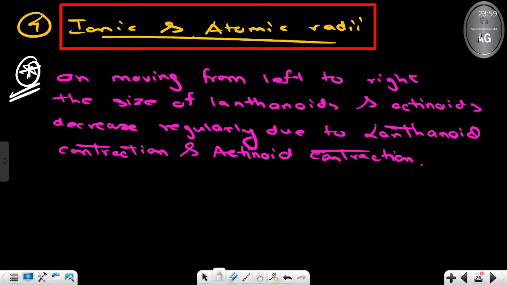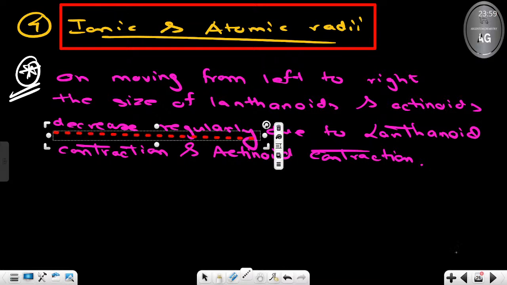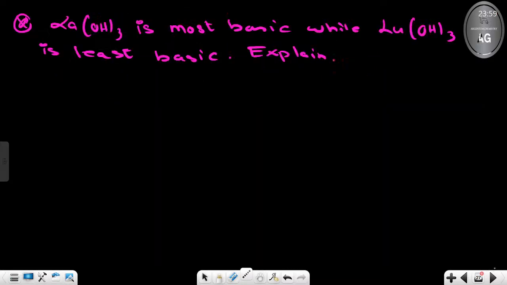So what is the point? As we move from left to right, there is a steady, uniform, regular decrease in the size of lanthanoids and actinoids due to lanthanoid contraction and actinoid contraction. Clear? So what you have to focus on here is the regular decrease in size, for both ions and metal atoms. Now, a very important question is here.